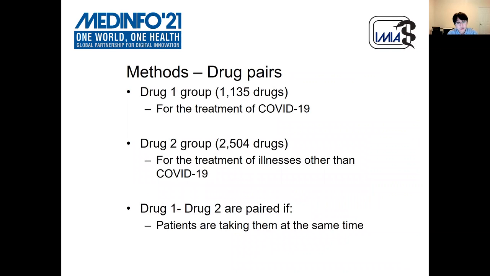Then we defined drug groups. The first group includes all medications which were used to treat COVID-19 based on the FAERS database. And drugs that were used for the treatment of illnesses other than COVID-19 were included in the drug 2 group. And to determine the drug 1, drug 2 pairs, we only consider the drug pairs that appear in the same report, which means if patients are taking drug 1 and drug 2 at the same time, we consider this pair can have a chance to interact with each other.